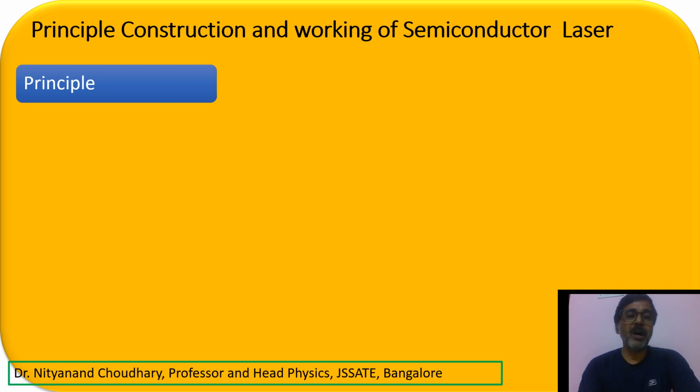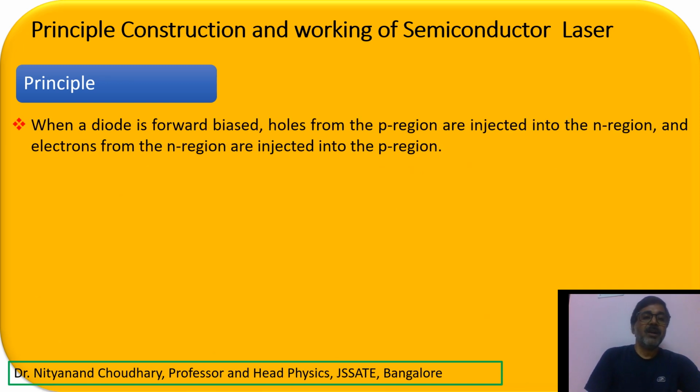Now let us work for the semiconductor laser. Let us see how it works. Now, when a diode is forward biased, holes from the P region are injected into the N region and the electrons from the N region are injected to the P regions.